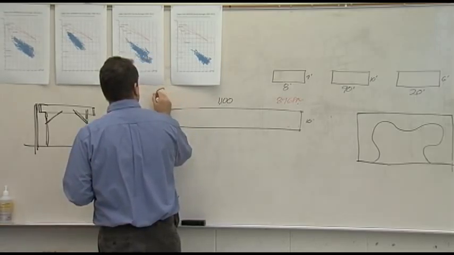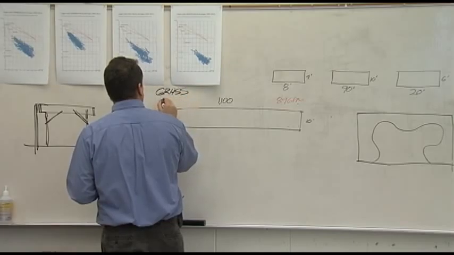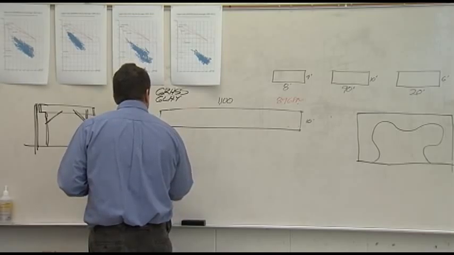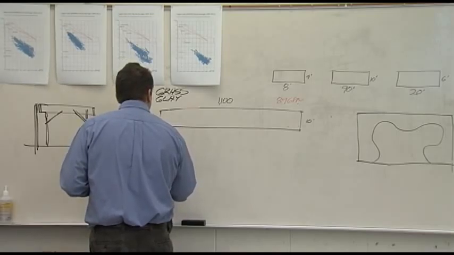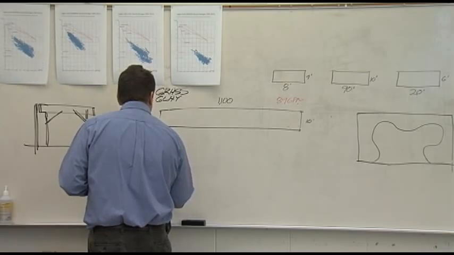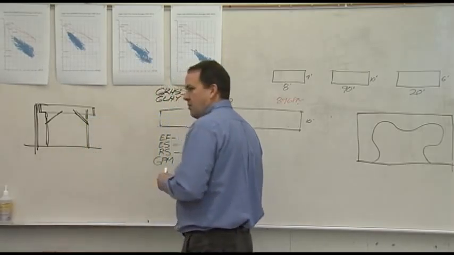So we're going to do grass. And we're going to do clay. So we need to know emitter flow rate, emitter spacing, row spacing. We need to know GPM. Okay? Are you ready?